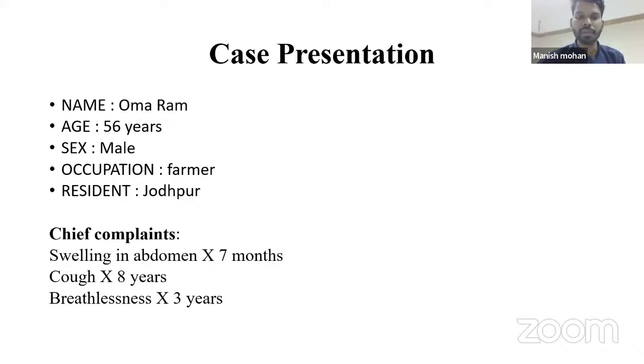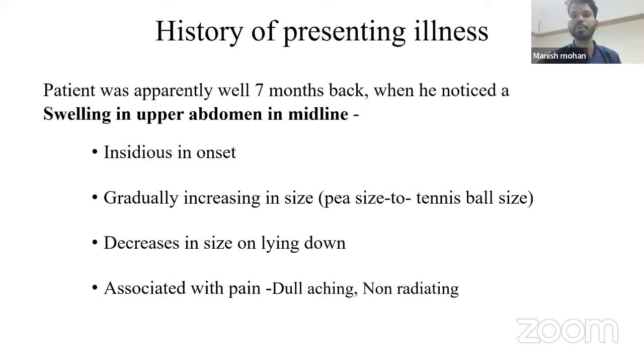So his chief complaints were swelling in the abdomen for the past 7 months, and he also had cough for the past 8 years, and breathlessness for the past 3 years. So, history of the presenting illness.